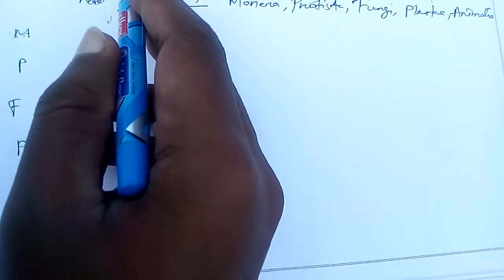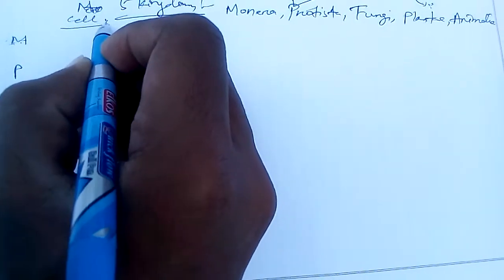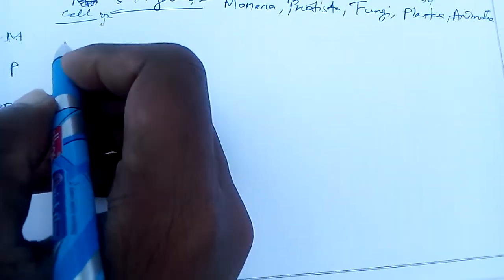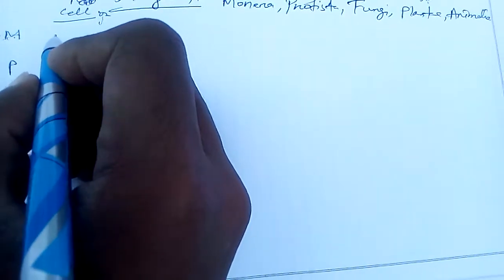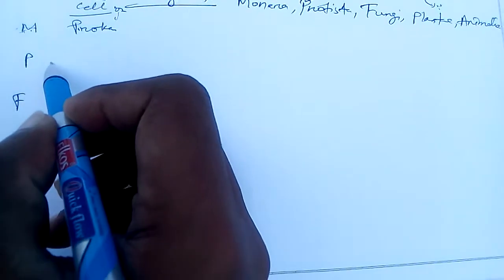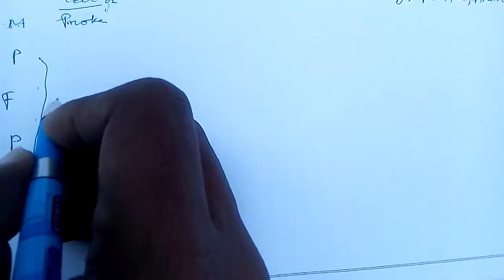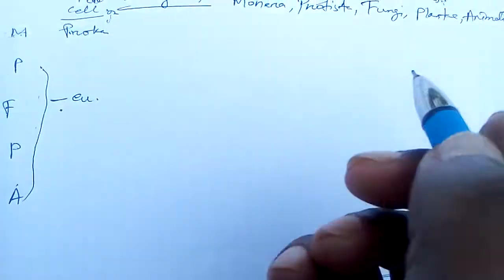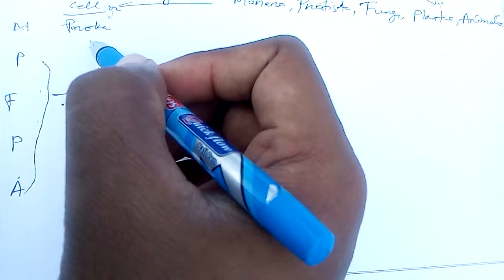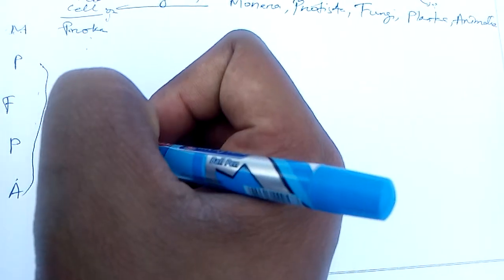See, first one, organization of cell. We are giving the heading cell organization. That means whether the cell is a prokaryotic one or eukaryotic one. In Monera, all prokaryotes are included. Then in Protista, Fungi, Plantae and Animalia, all are eukaryotes. Only prokaryotes are included in Monera, and in Protista, Fungi, Plantae, Animalia, all eukaryotic organisms are included.